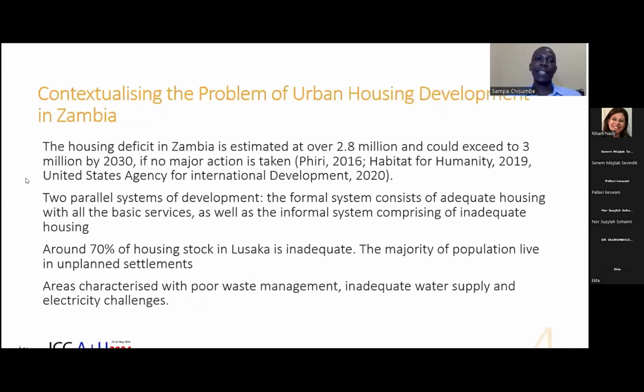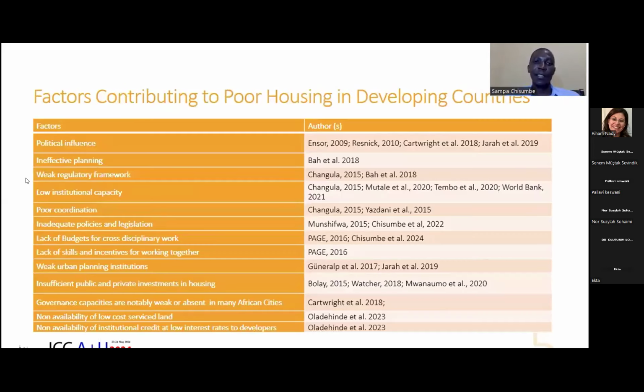When it comes to Zambia, which is the study area, the housing deficit is estimated to be over 2.8 million, and experts have predicted that it will exceed 3 million by 2030 if no major actions are taken. Just like other developing countries, in Zambia there are two parallel systems of development, the formal as well as the informal. Around 70% of housing stock in Lusaka is inadequate, meaning the majority of the population live in unplanned settlements. These are areas characterized by poor waste management, inadequate water supply, as well as electricity challenges.